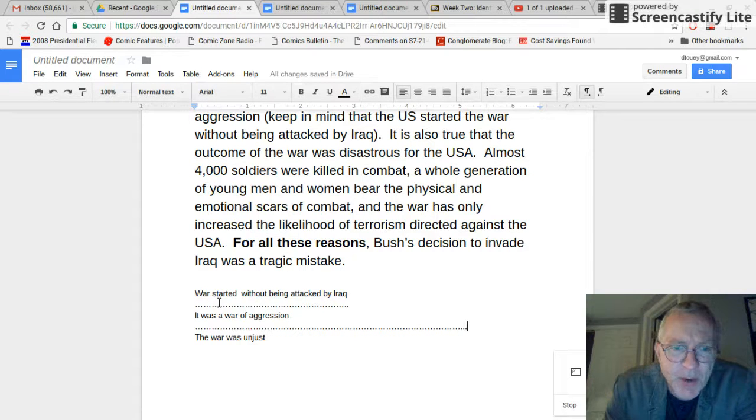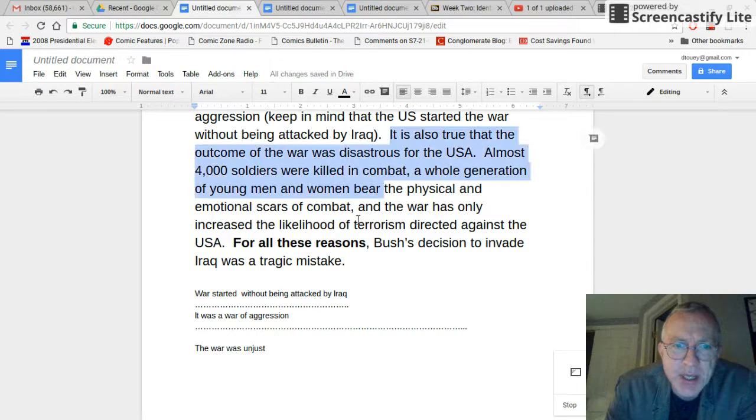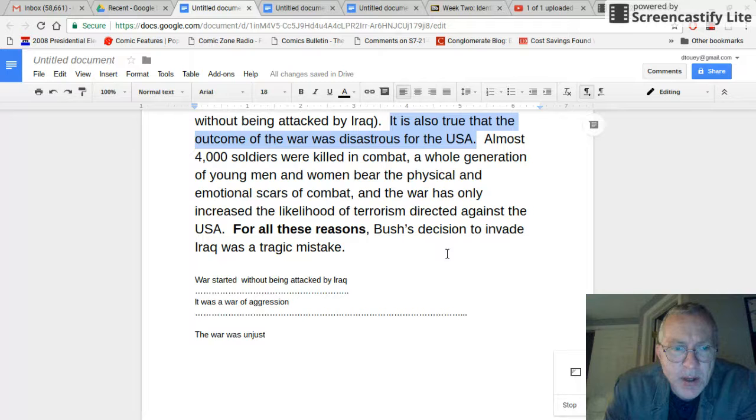So the war started without being attacked by Iraq. Therefore, it was a war of aggression. Therefore, the war was unjust. That's the first chunk of reasoning. The second we identified as this chunk here. And remember, we're going to put our conclusion last, and our conclusion actually comes first in the argument, right? But it comes last when we put it in standard form.